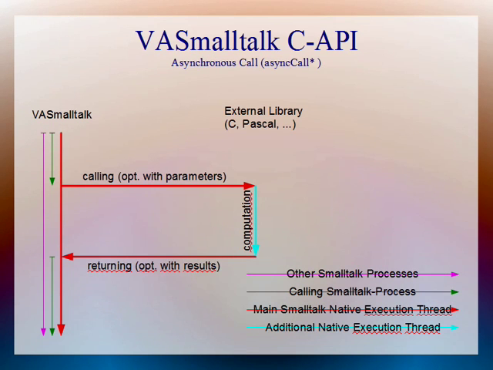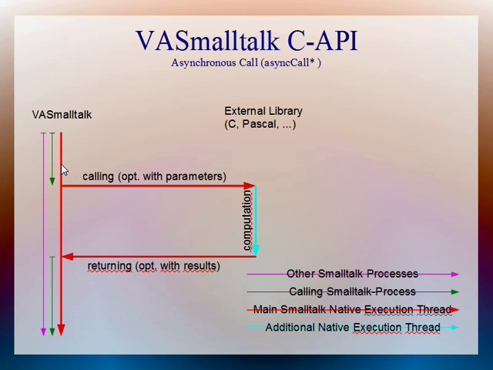When using asynchronous call, this changes. When doing the external call, the native execution thread starts an additional native thread. Then, with this additional thread, it executes the external library function. Then the additional execution thread terminates, and the result is merged into the main native execution thread. During this external call using the additional native execution thread, the calling Smalltalk process is blocked. But all other running Smalltalk processes are handled by the main native execution thread.